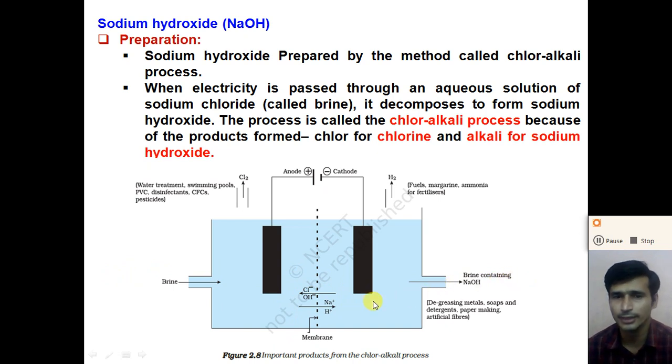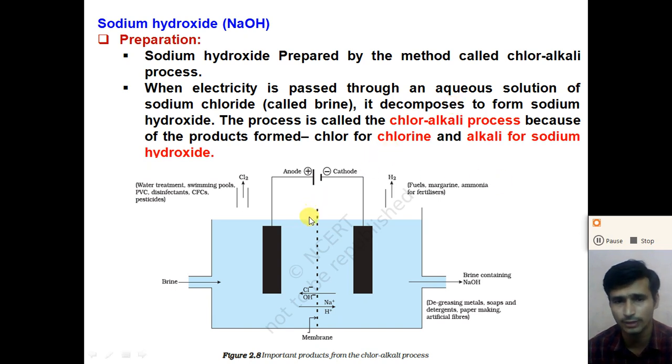So when electricity is passed through the aqueous solution of sodium chloride, from the sodium chloride Na+ and Cl- ions are released, and from the water molecule H+ and OH- ions are released. When the Na+ and OH- are combined together, it forms NaOH, sodium hydroxide. Now this process is called the chlor-alkali process.